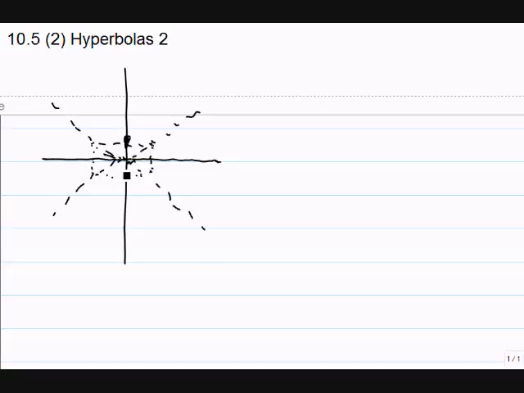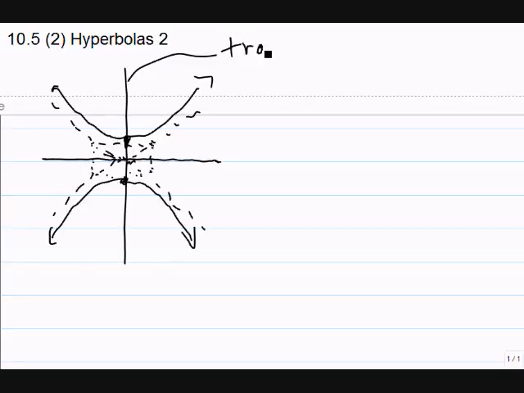Sorry, my vertex is on the rectangle. Yay, rectangles. And then I use my asymptotes to kind of get the opening up of this hyperbola. The axis that the vertex is on is called the transverse axis.